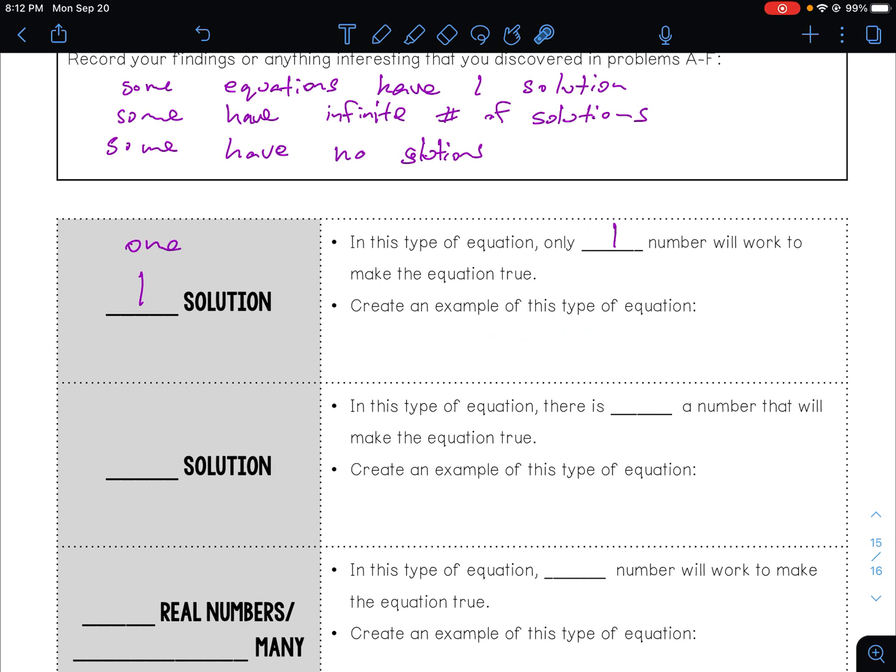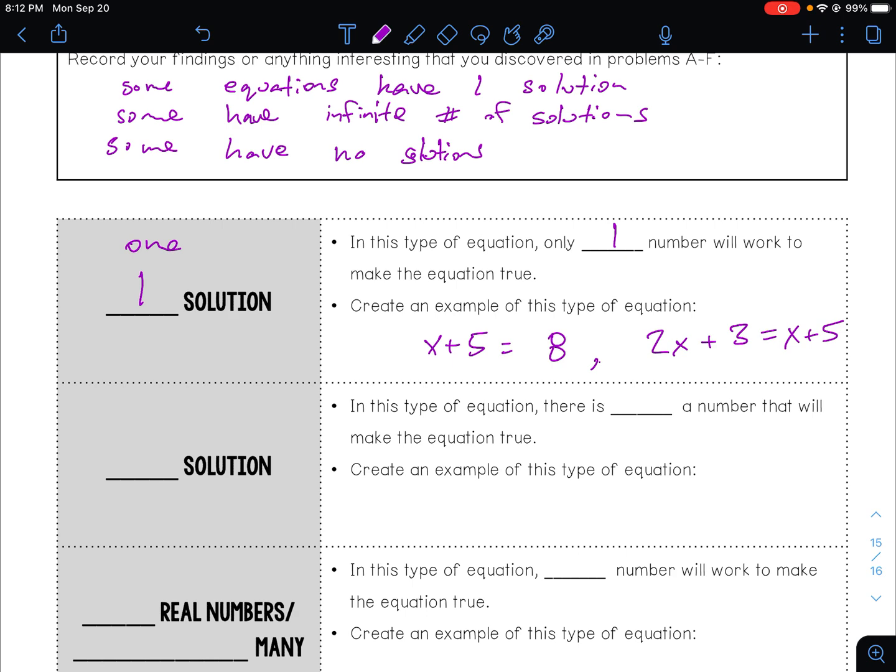Create an example of this kind of equation. How about x plus 5 equals 8? There's only one number we can stick in x that would make that true. Or here's another example, 2x plus 3 equals x plus 5.